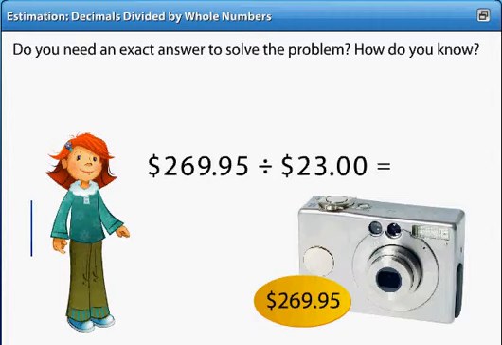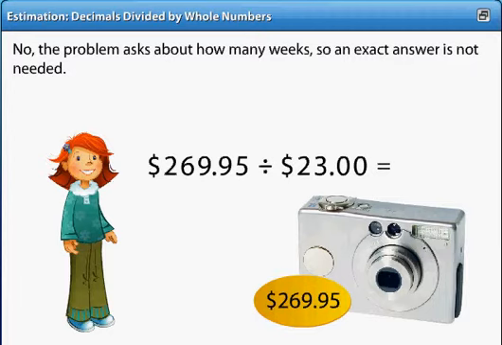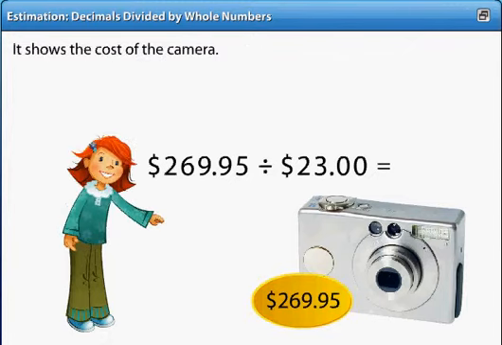Just be careful with the decimal places here. No, the problem asks about how many weeks, so an exact answer is not needed. How does the picture help you solve the problem? I mean, that's silly. It just tells you how much it costs. It shows the cost of the camera.